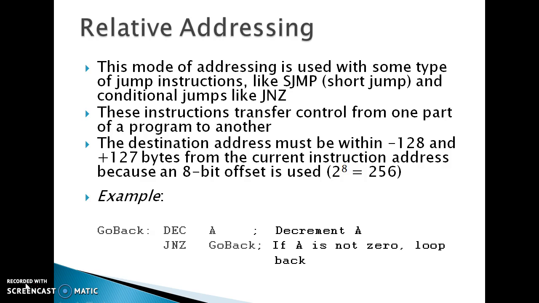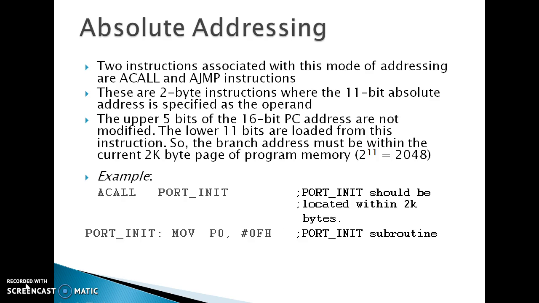Example is given as: GO_BACK: DEC A, that is decrement A. JNZ GO_BACK. So here JNZ uses the relative addressing mode. JNZ is jump on non-zero. Next is absolute addressing. Two instructions associated with this mode of addressing are absolute call and absolute jump. Using these two instructions, we denote absolute addressing.